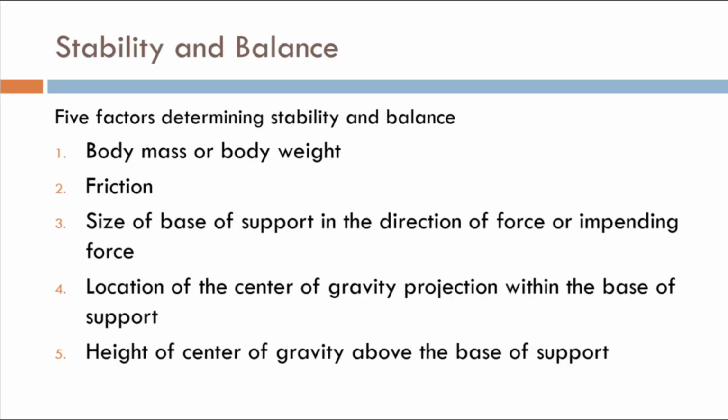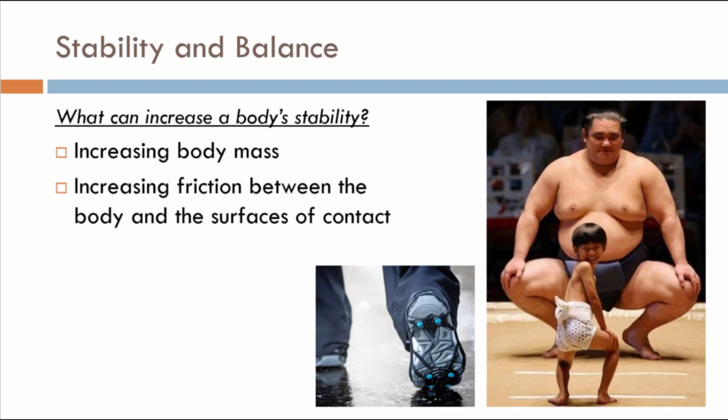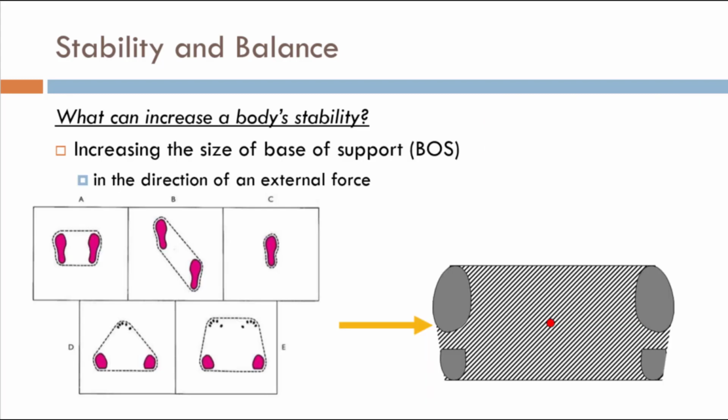So there's 5 things that determine stability. And the one I already kind of alluded to was the size of the base of support. But some of the things are within our control, some of the things are not. So the number one is the body mass. The more massive an object, the less likely it is to fall over. This has to do with the amount of contact on the ground, so it's indirectly related to friction. The more friction that you have between the two surfaces, the more stable an object is.